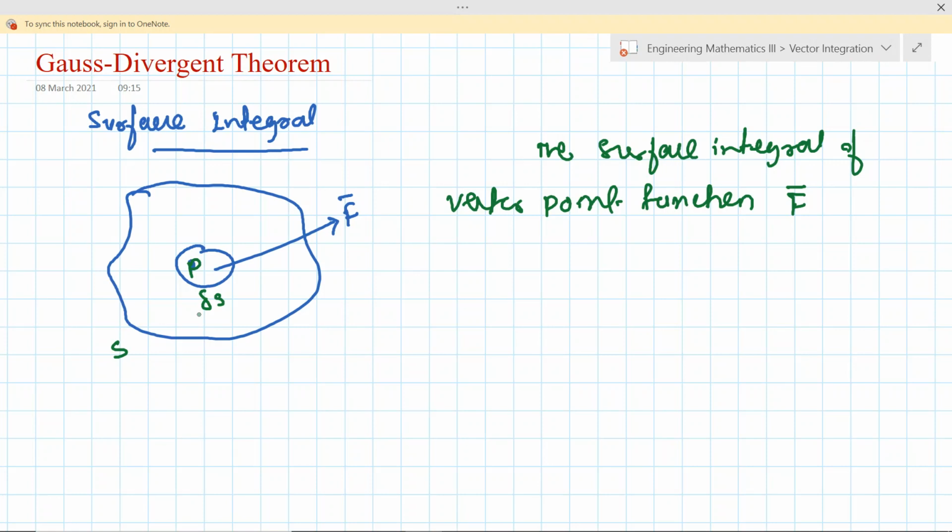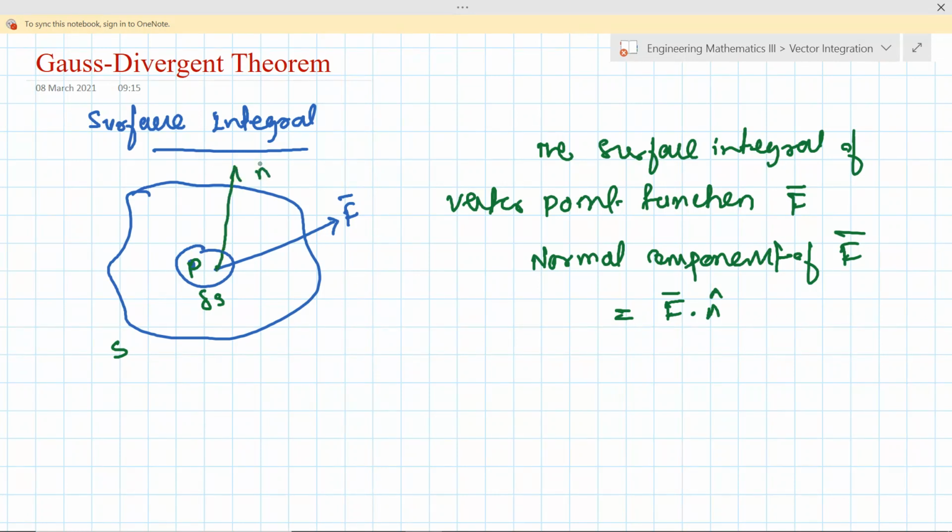And what is the surface integral of a vector point function? It is simply the integral of the normal component of f bar. So what is the normal component of f bar? The normal component of the vector point function f bar is equal to f bar dot n cap. What is n cap? It is a unit vector perpendicular to this plane. Suppose this is my n cap, perpendicular to this plane at point P. So the normal component of f bar is f bar dot n cap.